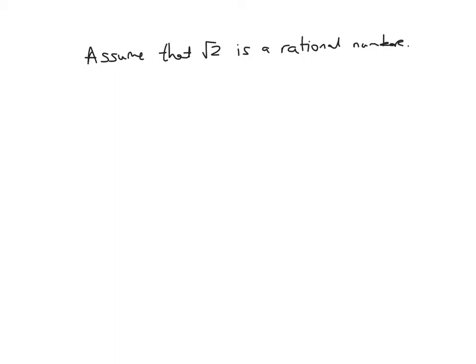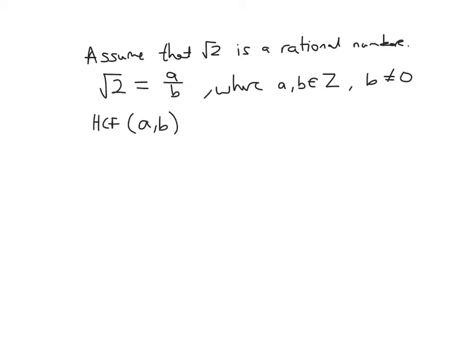Okay, so that means that if root 2 is a rational number, it can be written in the form a over b, where a and b are both elements of Z, because that's your definition of a rational number, and where b is not equal to 0. And also, because rational numbers are always written in their simplest form, that means that a and b should only have a highest common factor that's equal to 1. And that basically means that a and b in that fraction have nothing else that will divide into them because it's already in its simplest form.